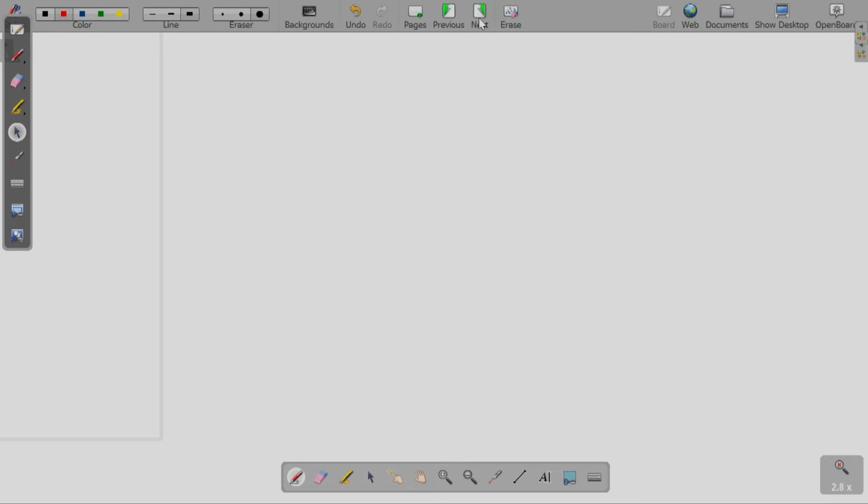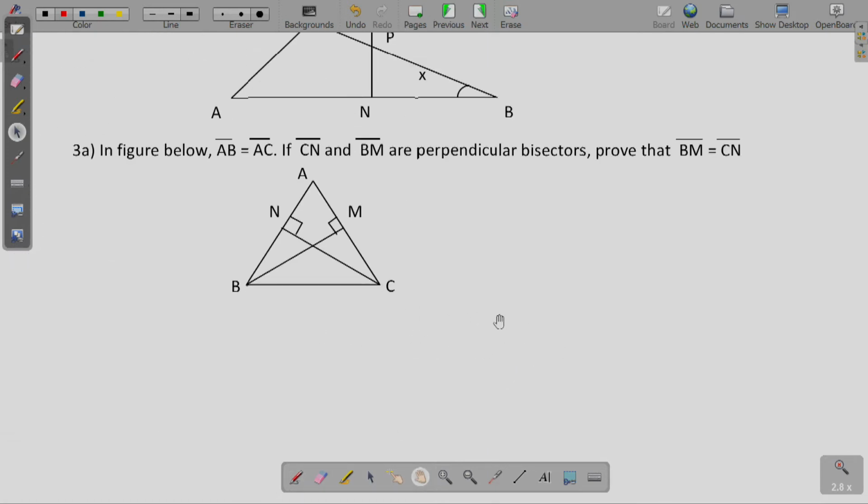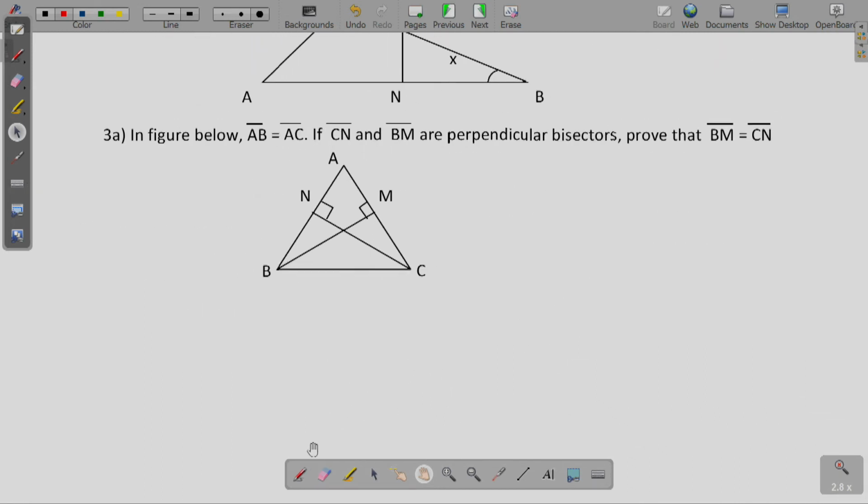Let's now move to the third question. The third question says, in the figure below, length AB is equal to length AC. This length is equal to this length. If CN and BM are perpendicular bisectors, prove that BM is equal to CN. We have to prove that this length BM is equal to this length CN. So how can we prove?